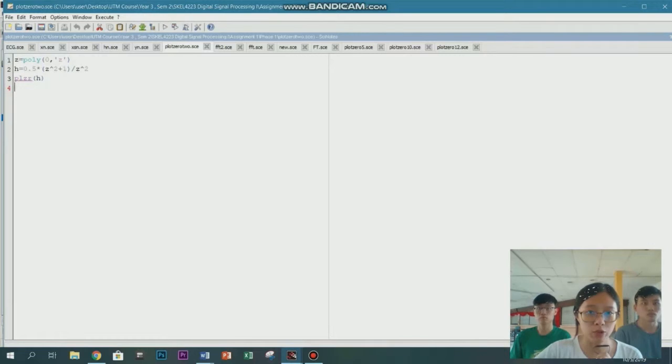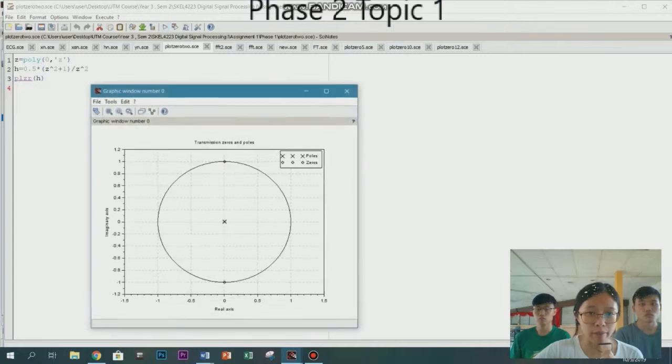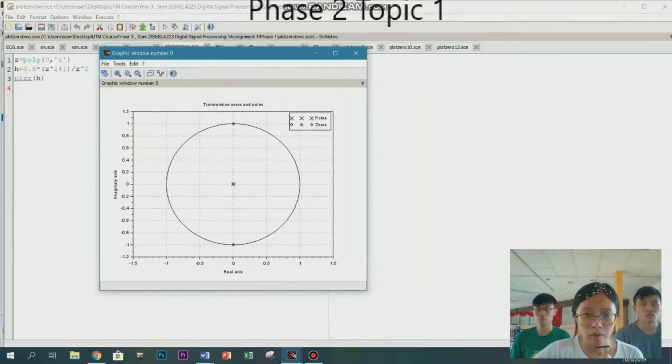In question 1, we are required to plot a pole-zero plot for the filter in phase 1. So we used the impulse response that we got from phase 1 and converted it into the system function by using the Z transform. We typed the code here, and we are using the plzr command to plot the pole-zero plot directly. And this is the plot. The zeros are represented by circles, so there are 2 circles here, which means 2 zeros.